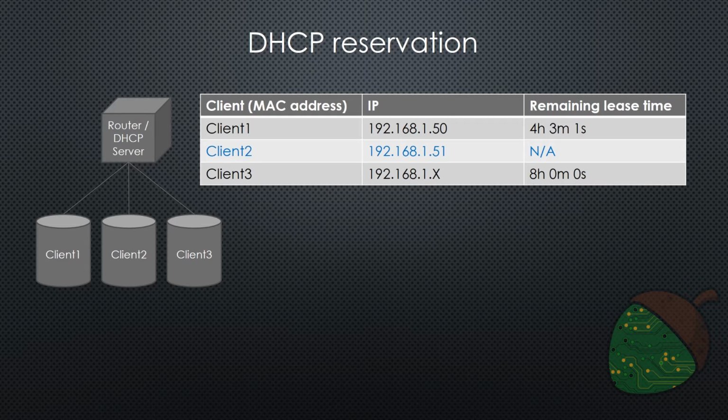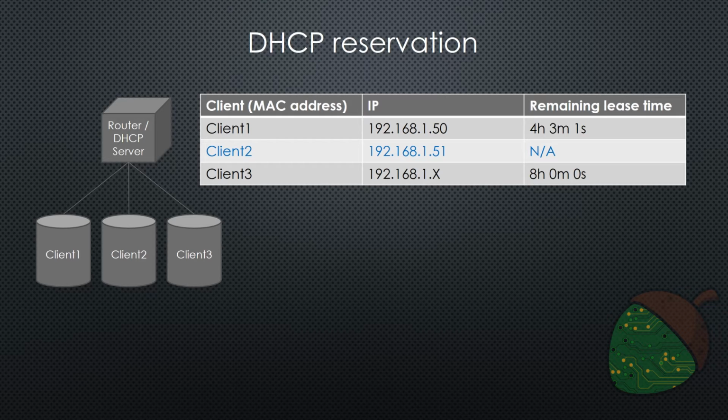You can also add DHCP reservations. This means that if client 2 has a reservation for the IP address 192.168.1.51, that MAC address will always be tied to that address no matter what happens. So if the client is offline for a week, 2 months, a year, it doesn't really matter. The DHCP will keep that reservation for the client until it's online again.